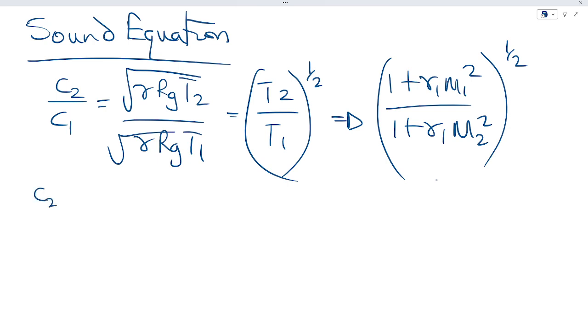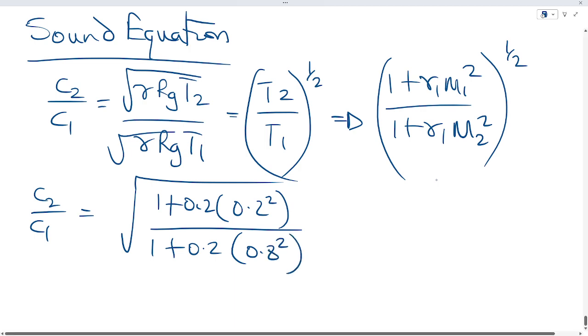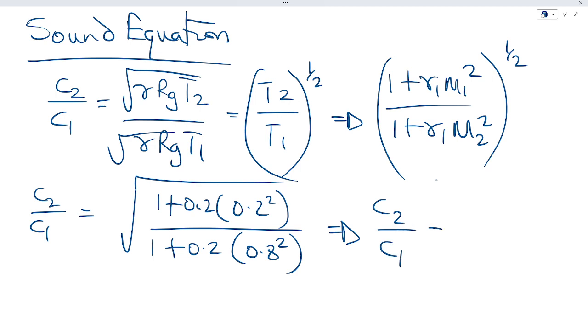And from here, our C2 over C1 becomes 1 plus 0.2 times 0.2 squared over 1 plus 0.2 times 0.8 squared. Our C2 over C1 becomes 0.9453.